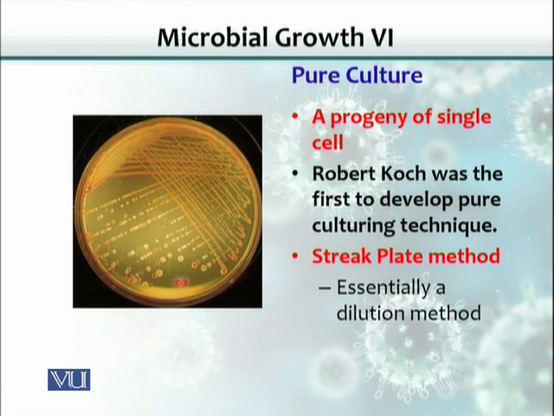He used agar, which is basically a solidifying medium, and then he developed this streaking technique, which essentially is a dilution method. When you keep streaking, let's say we start from here, there are lots of bacteria sticking onto the platinum loop that we use, but as we go further along the line, the number of organisms would be reduced. So this is basically a dilution method.